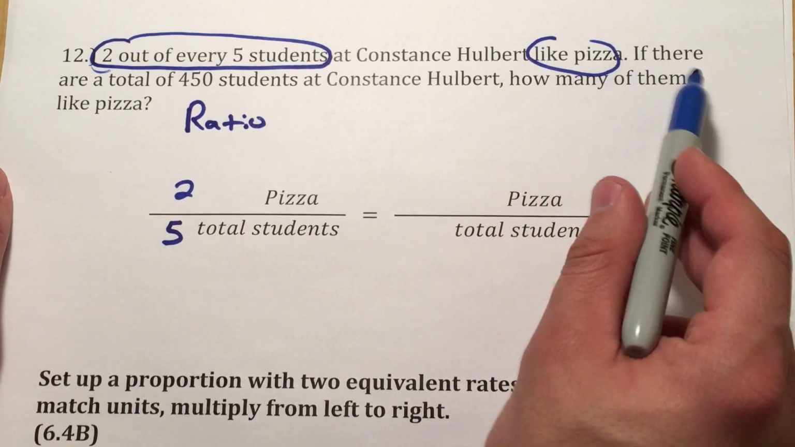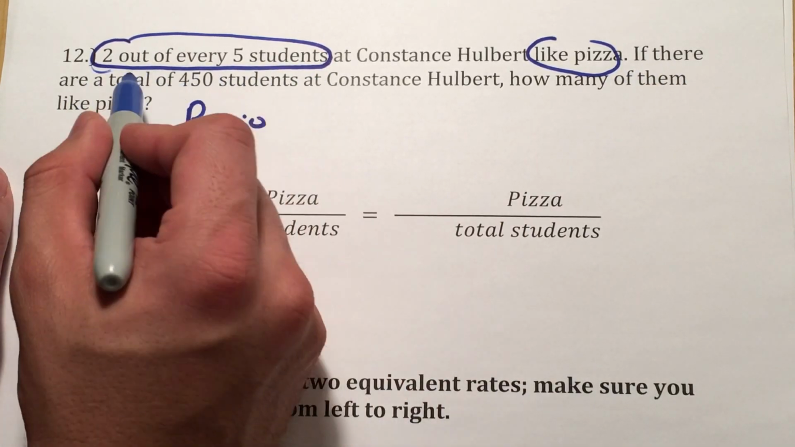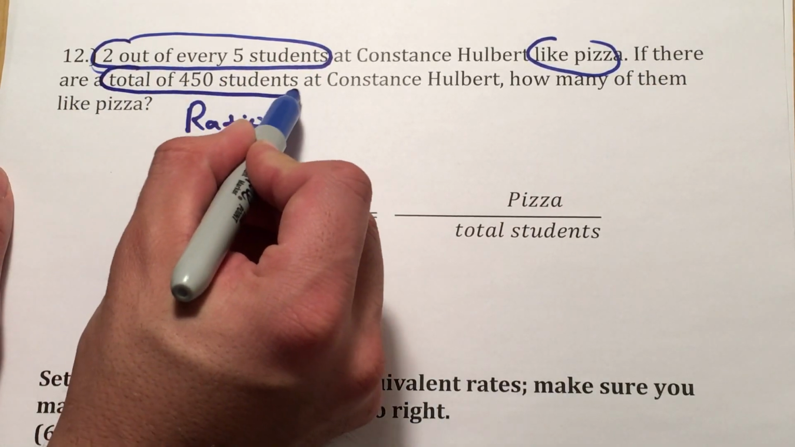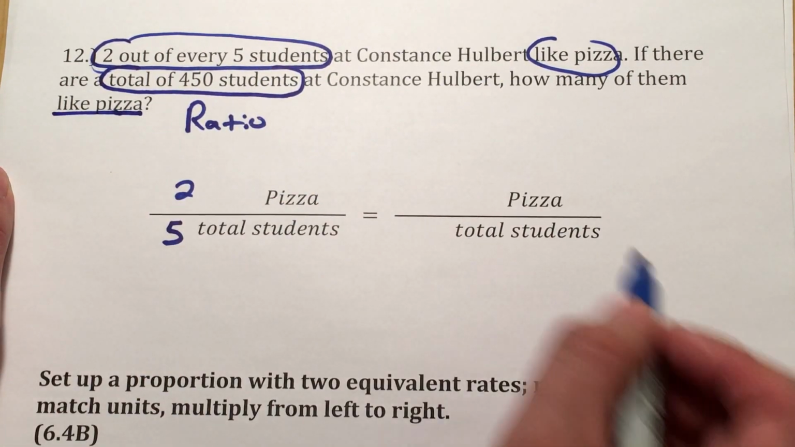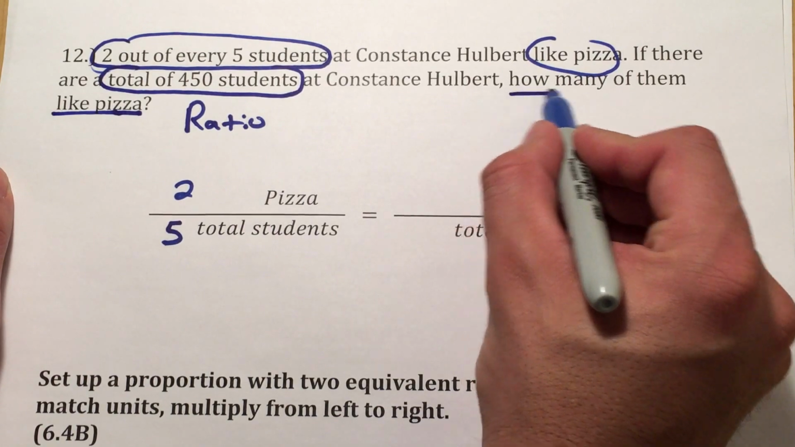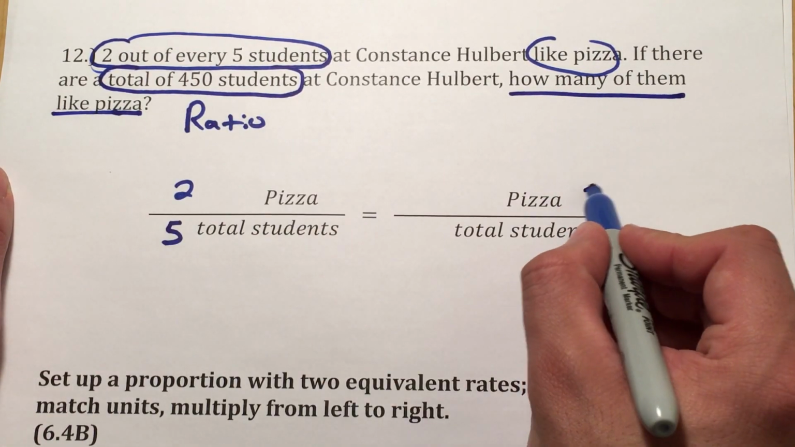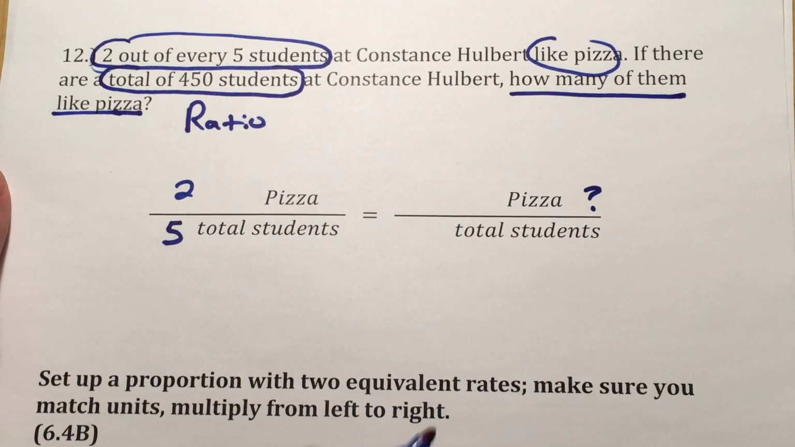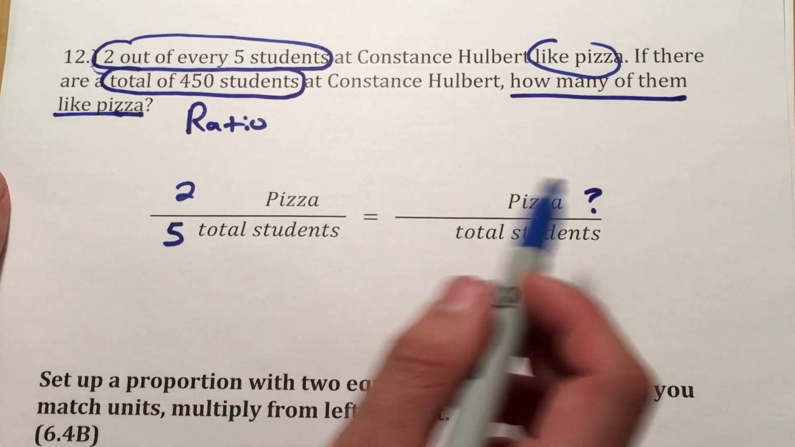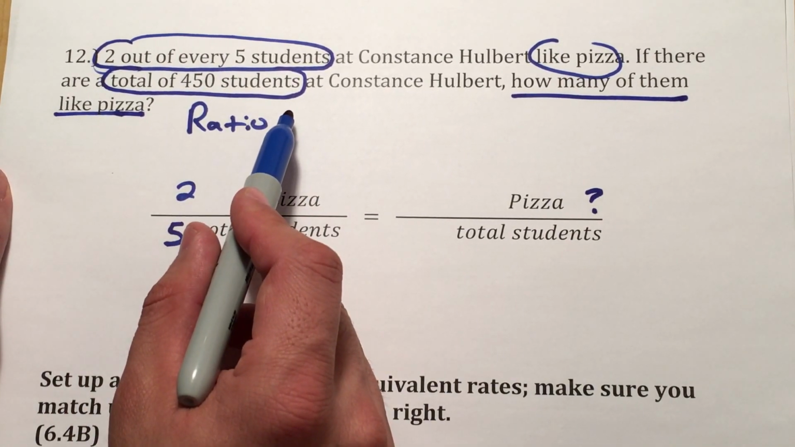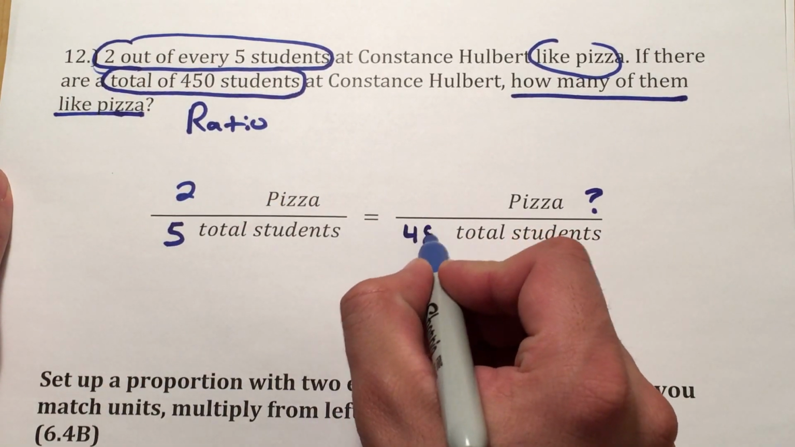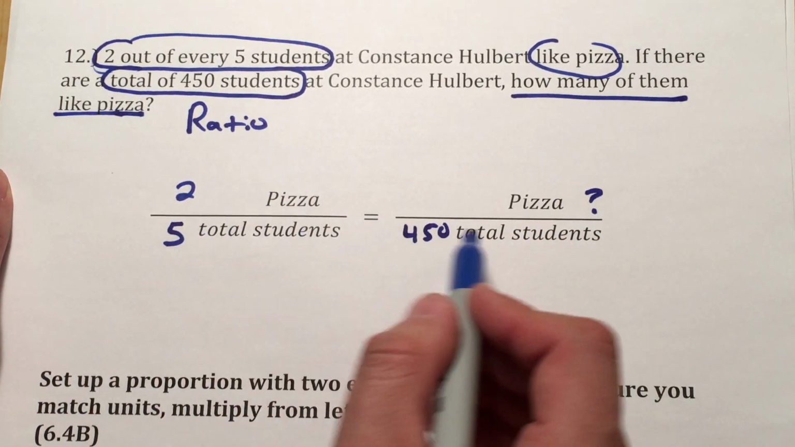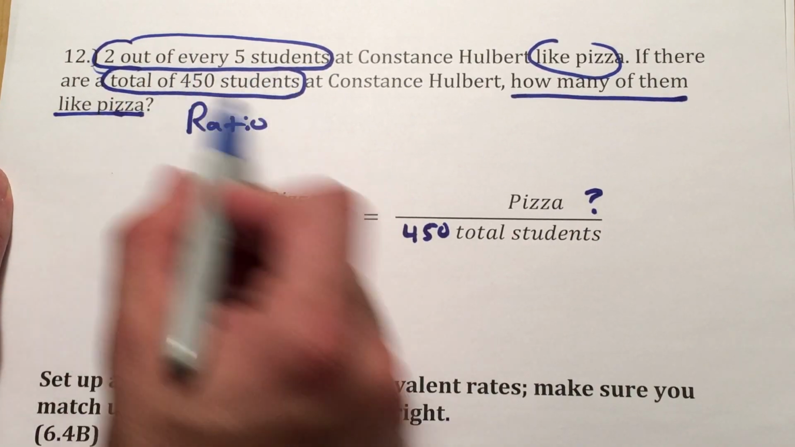It's asking here if there are a total of 450 students. So this is a total of 450 students at Constance Holbert. How many of them like pizza? So what are we looking for? We're trying to find how many of the students like pizza. So we're going to put a question mark here. That's what we're trying to find. And here it's saying if there are a total of 450 students. Now we're going to put the total down here. We're going to match it with our left side, because here it's telling us there's a total of 450 students.